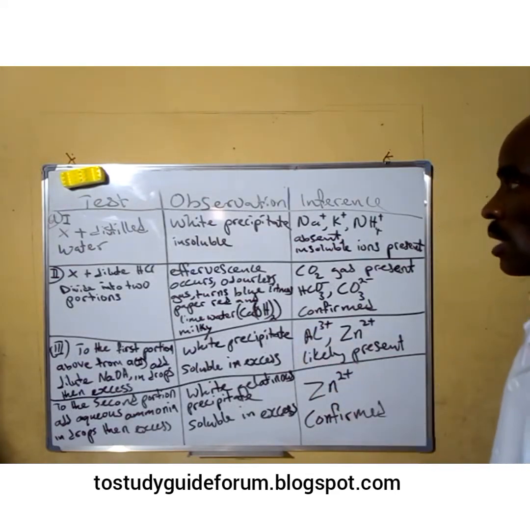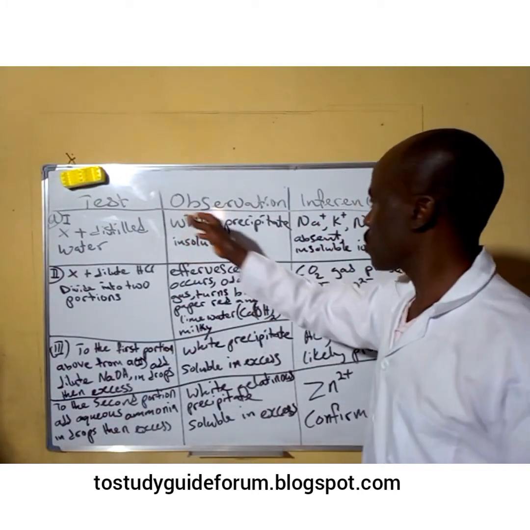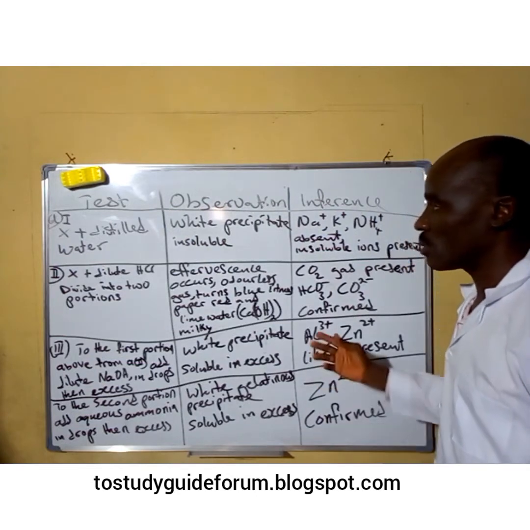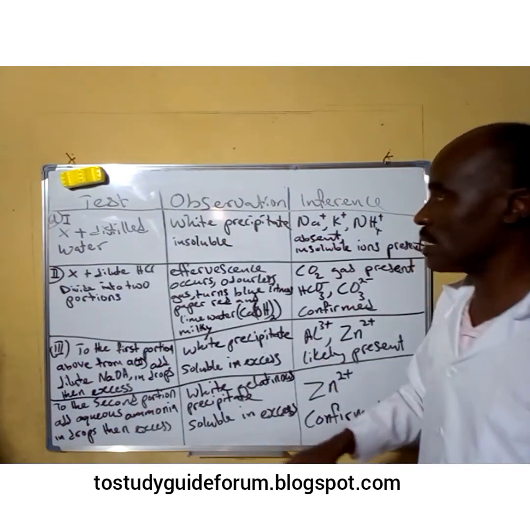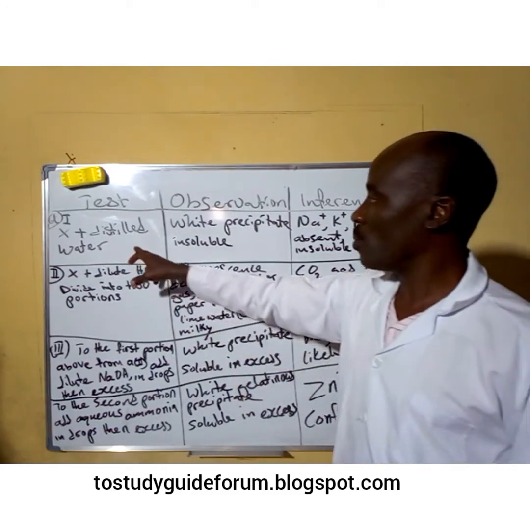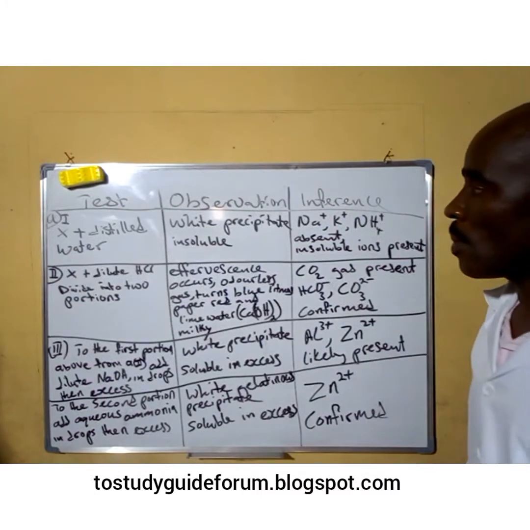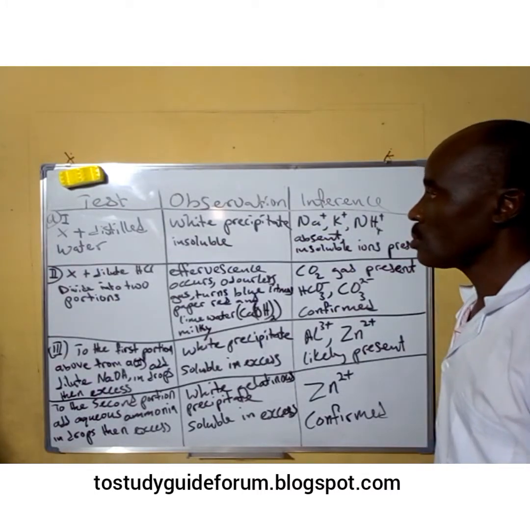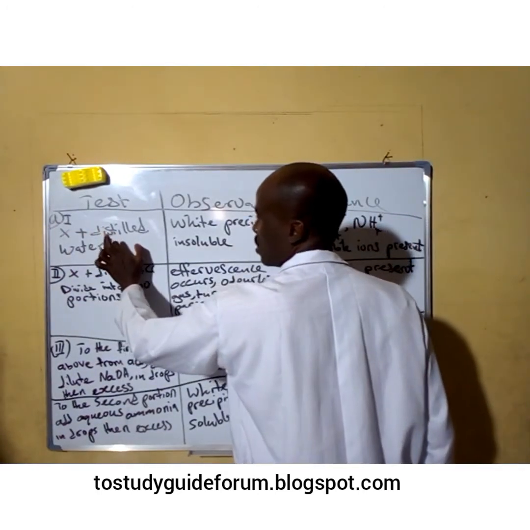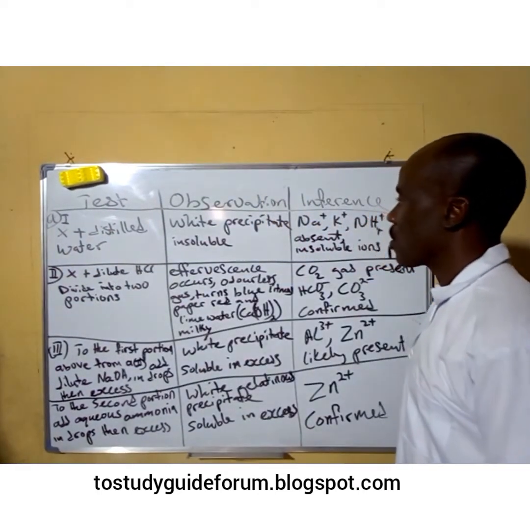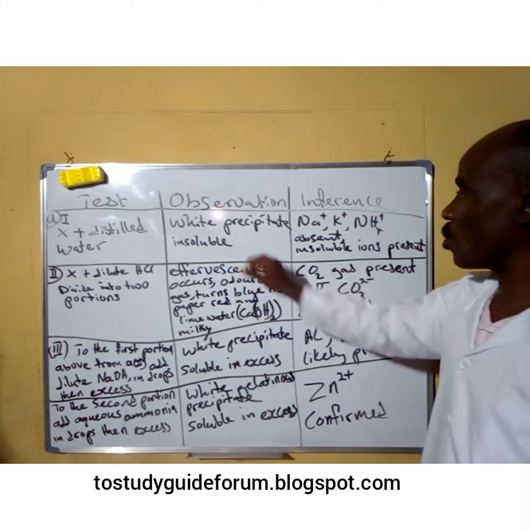ion. So what we have here is the test, observation, and inference. What you are expected to see. Now, the first part there, we're looking at the solubility test, the solubility of the compound. In the solubility test, we add what? X plus distilled water. What we observe there is a white precipitate, which is insoluble.